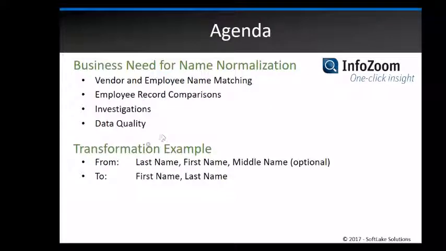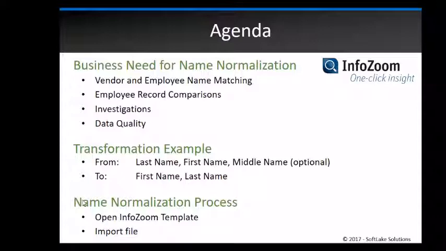So in this example, what I'm going to show you is we're going to have a data file which has last name, first name, and some middle names. Not all, but some. And what we want to do is transform these into a first name, last name format. So the process is really easy.